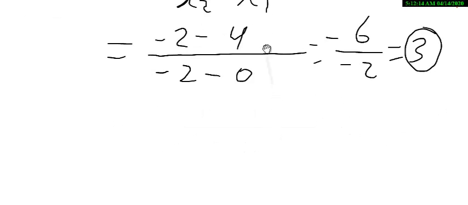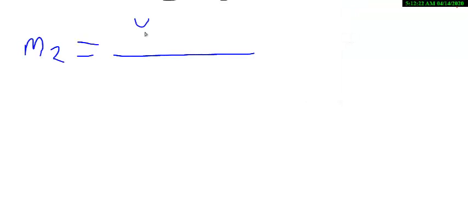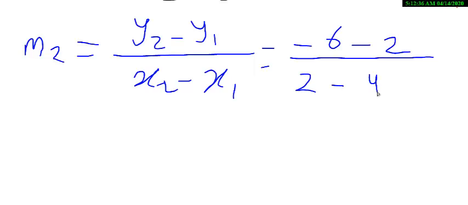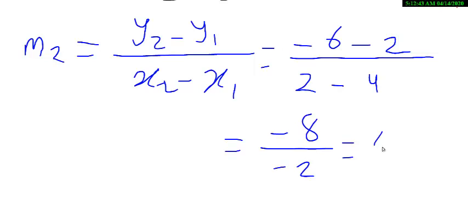We need to get the slope of the second line, which is M2. M2 is the slope of the second line, which is y2 minus y1 over x2 minus x1. I'm going to use the given points, which is -6 minus 2 over 2 minus 4. The final result is -8 over -2, which is 4.